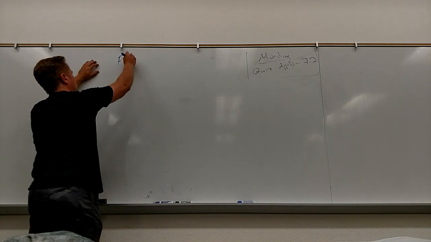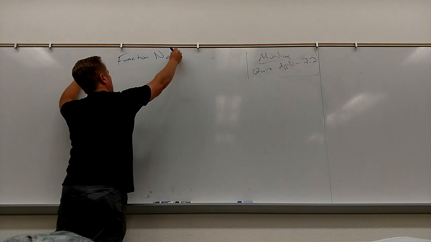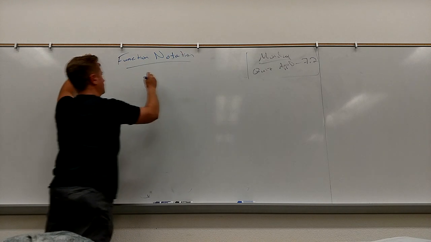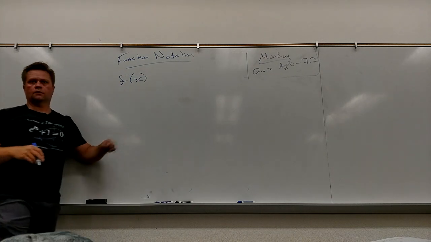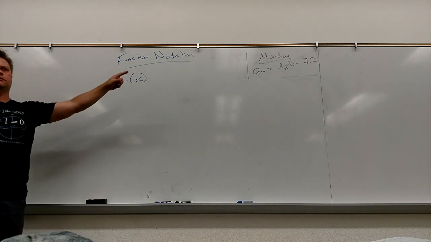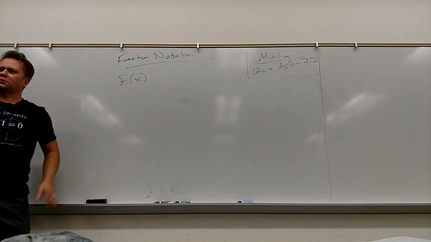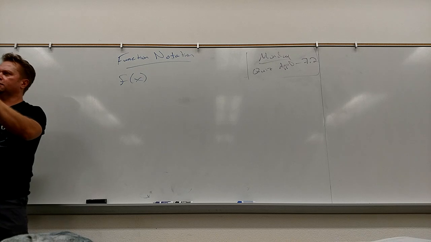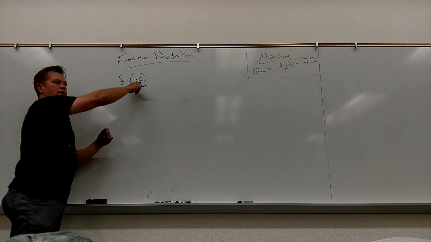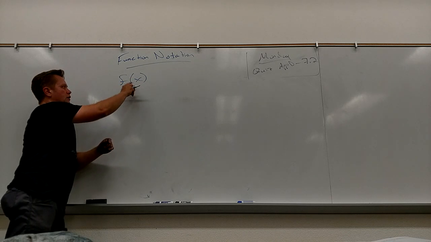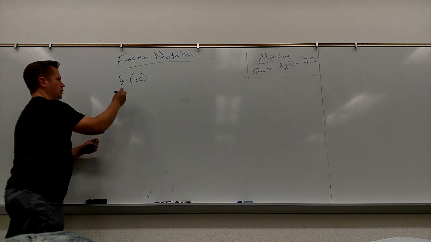Function notation. How do you read this? F of x. I like it. This is not f times x. And really, here's an example of a function that you all know how to say that relates to what you just said. How do you say this?